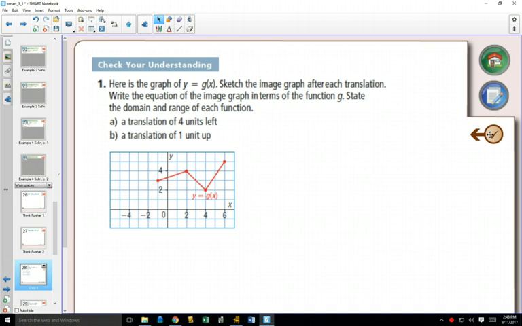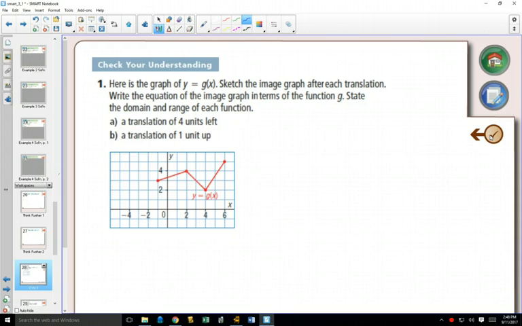Look for keywords that are asking you to explain things. We want to sketch the image graph after each translation, write the equation of the image in terms of the function g, and finally state the domain and range. So a translation of 4 units left. Well, what we're going to do with this graph, the graph is already given to you.